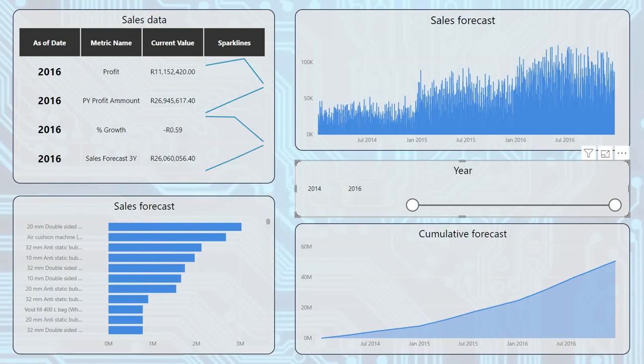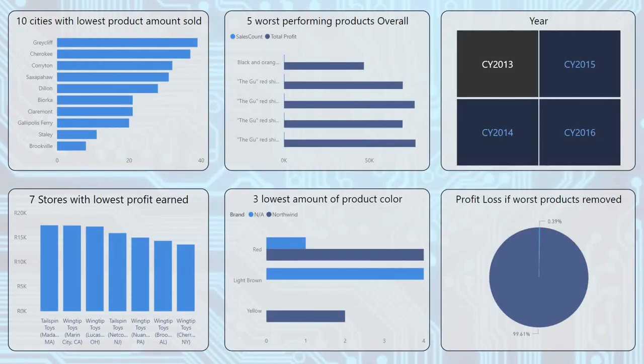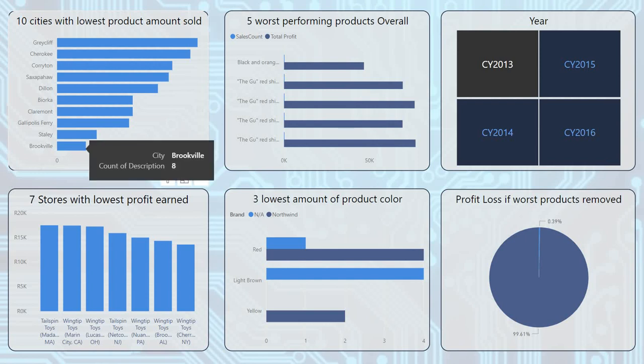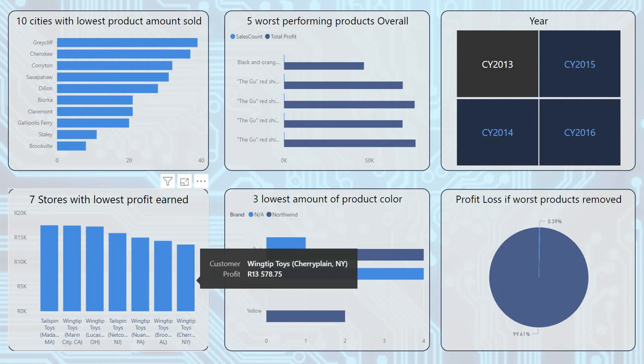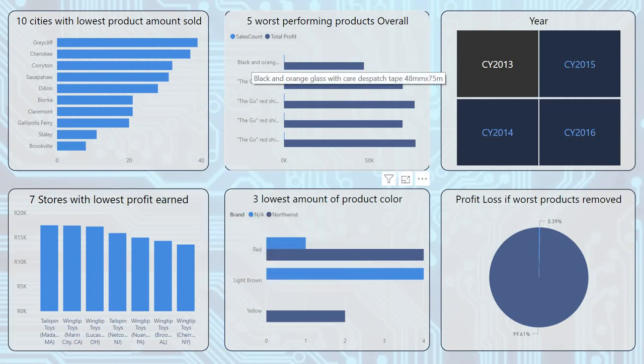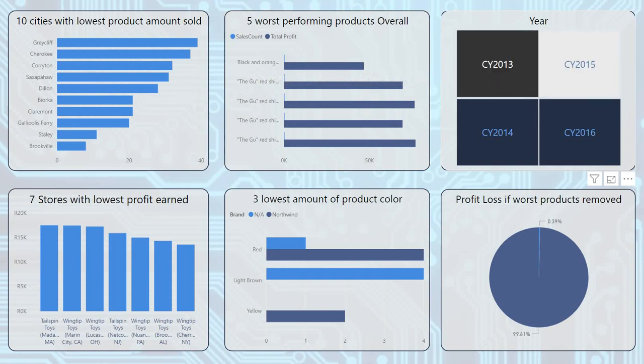Then lastly, we can go to worst performance page, and on this page we can see which cities and which stores we are underperforming in, and also what are the products that are selling the least amount. And here we can see that Brookville was the city that sold the least amount of products, and that Wingtip Toys in New York, Cherry Plain, made the least amount of profit, and that Black and Orange Glass with Care Dispatch is the worst selling product overall within the year 2013.